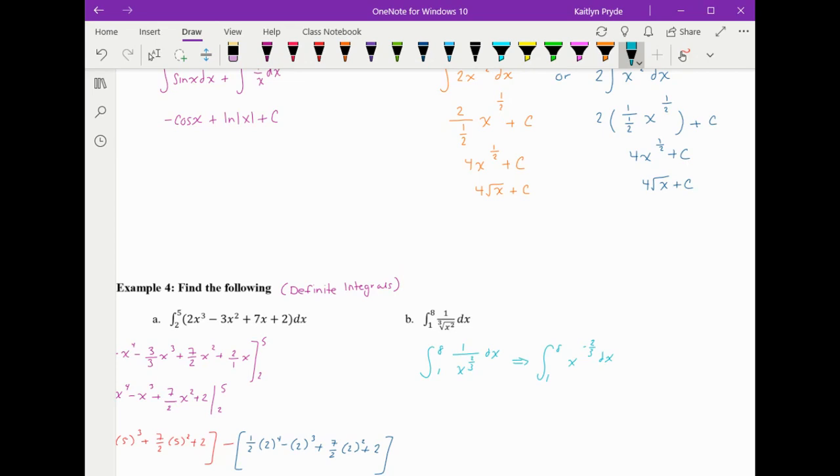Once these get more complicated, which we'll see in the next lesson, we're going to learn things like substitution and integration by parts, and there's partial fractions, and there's a lot of different pieces that you'll learn in university.